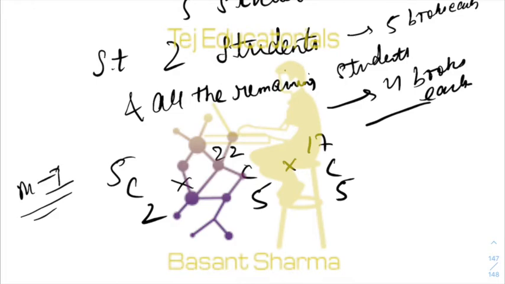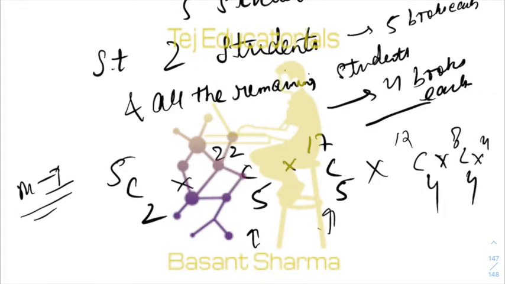Out of 22 books, select 5 books for the first student. Then out of the remaining 17 books, give 5 books to the second student. Then out of the remaining 12 books, give 4 books to the third student, then give 4 books to the fourth student, and the remaining 4 books to the fifth student. This is one way of doing this.